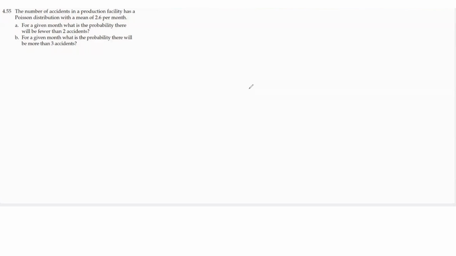To look at this question related to a Poisson random variable. We're told the number of accidents in a production facility have the Poisson distribution with a mean of 2.6 per month. And then we want to answer some probability questions related to it. The first thing is to identify a random variable.